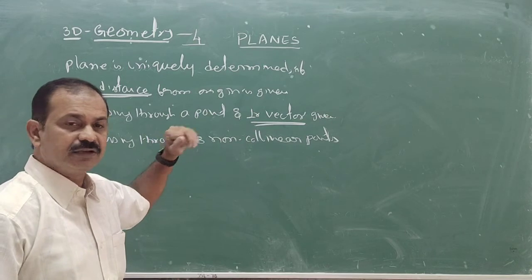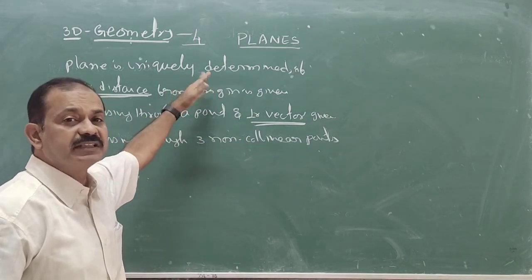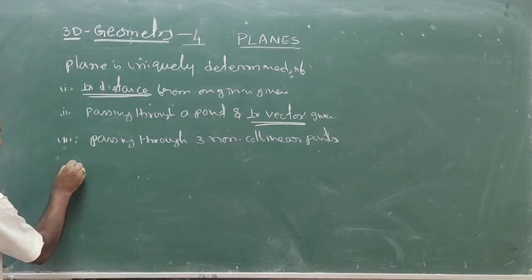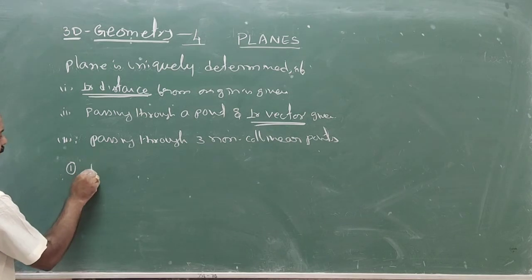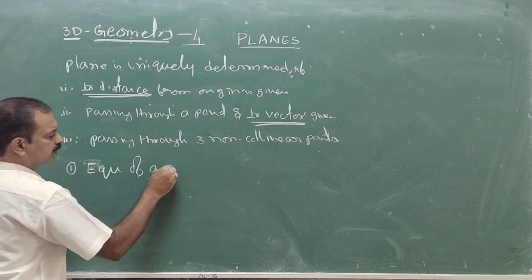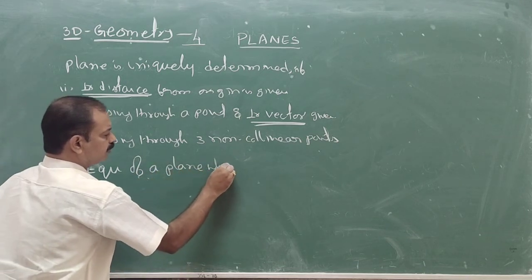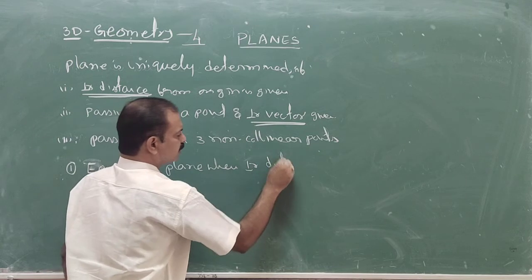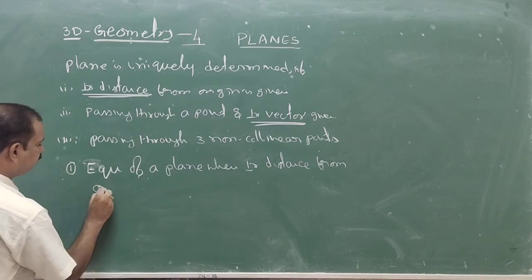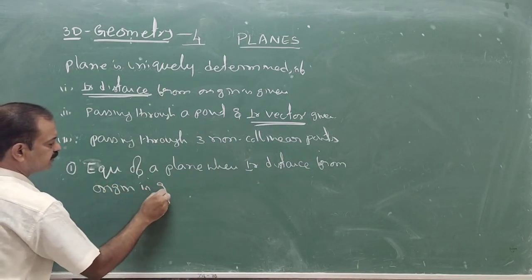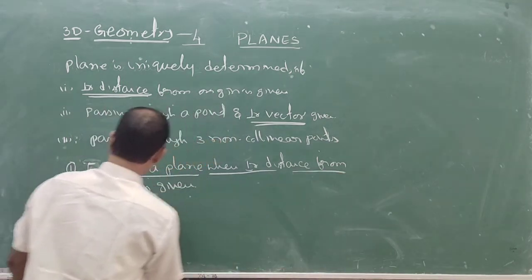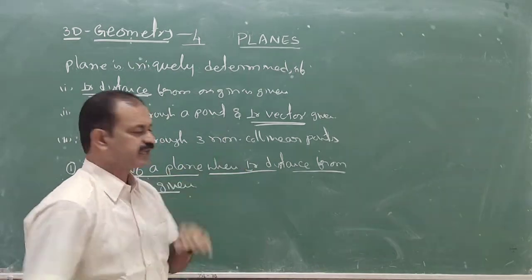Now let me see how the equation of the planes can be derived in the simplest manner. First one, the equation of a plane when the perpendicular distance from the origin is given. It is very simple.